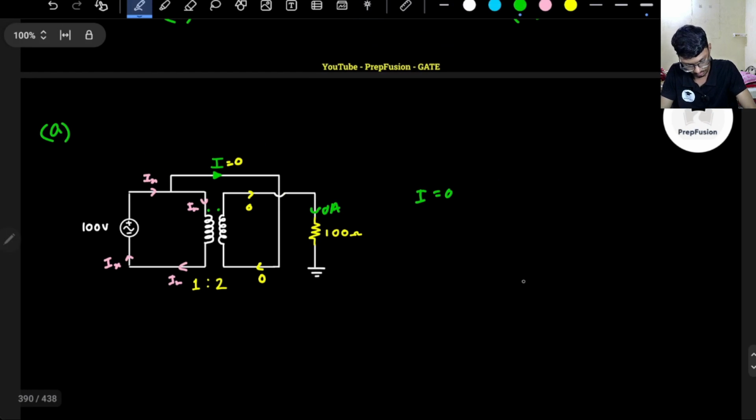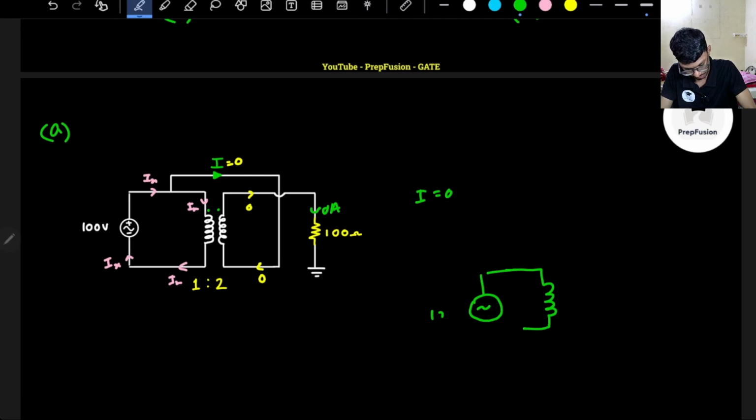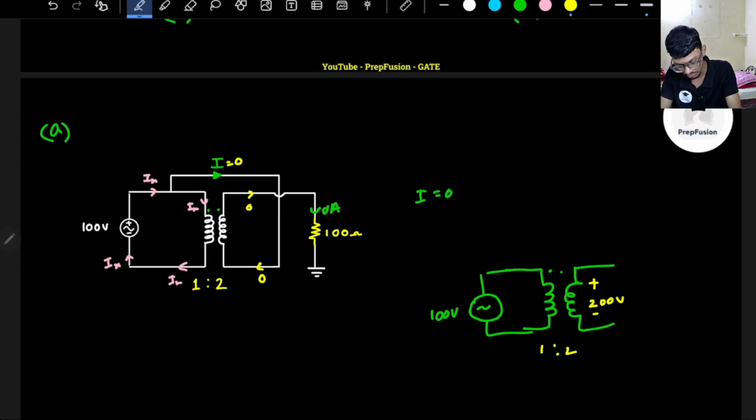If I tell you that I have a transformer like this, whose primary I am supplying with 100 volts and the secondary is open circuited, will you complain that there will not be any voltage induced here? You will not complain, right? You will say, sir, here voltage is getting induced, current is 0, that is fine, but voltage will get induced. So the same thing will happen. Although current here is 0, that is fine, but voltage will be induced, 200 volts.